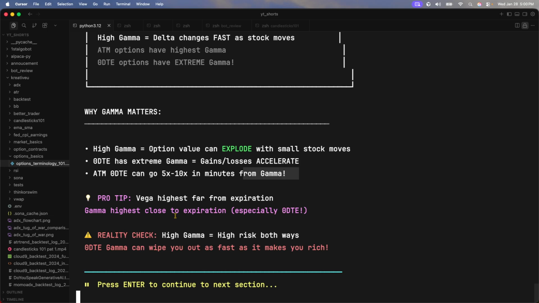Pro tip: Vega is the highest far from the expiration. Gamma is the highest closest to expiration, especially for zero DTE. Reality check: high gamma, high risk both ways. Gamma can wipe you out as fast as it can make you rich.